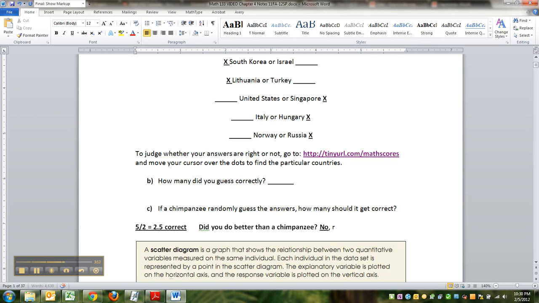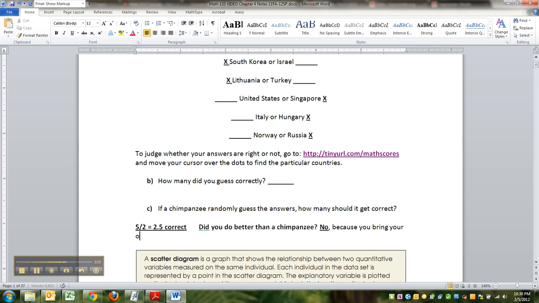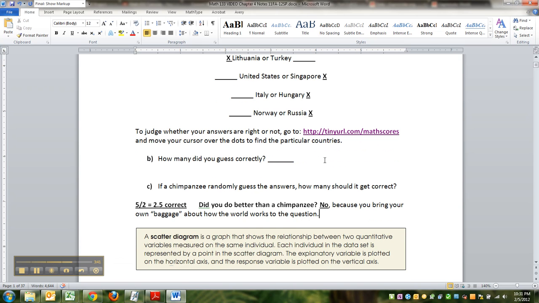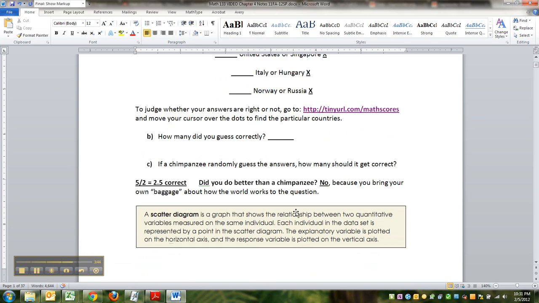And the reason is because you bring your own baggage about how the world works to the graph or to the questions. So you just think, America's awesome. Of course we're better than some country named Singapore, right? Not knowing that Singapore is actually one of the highest countries on the planet. That kind of thing. And so now you've seen something about a scatter diagram.